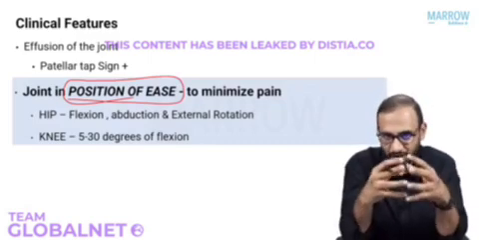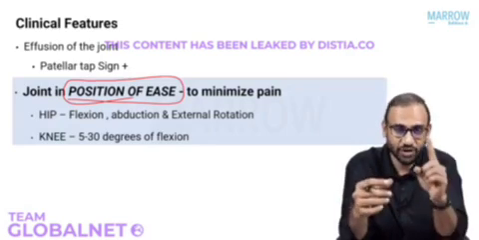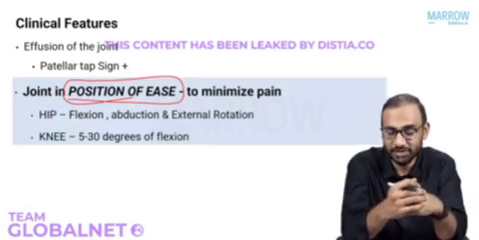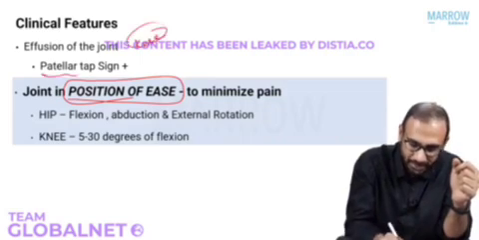Now, like I said, there will be effusion. So there will be distension of the joint. And when there is distension of the joint, there is one more important clinical feature that can be seen in the knee joint. What is that? Patellar tap sign.